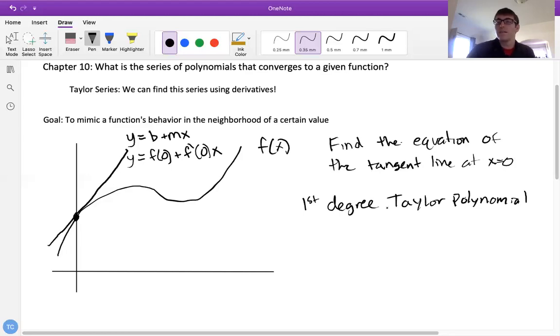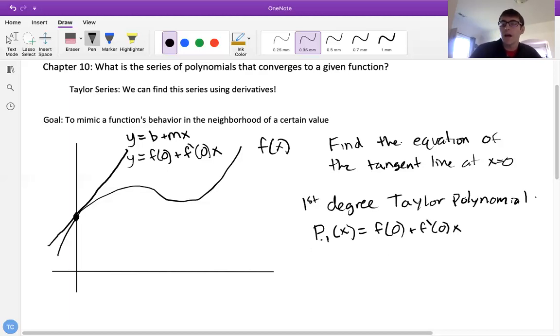And this is the function that matches the 0th derivative and the first derivative. In other words, it has the same value and slope as our function in question at the certain point. We typically call these functions P1, for the first degree. So the first degree Taylor polynomial is f of 0 plus f prime of 0 times x.